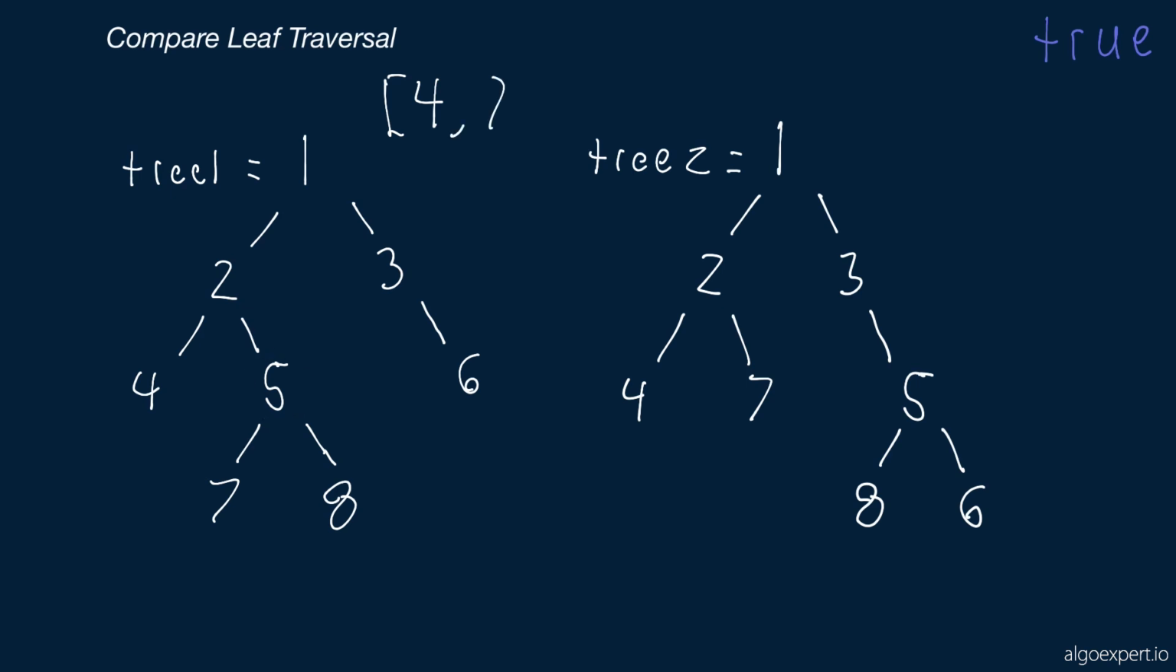We then come back here, we go to the right. We see this is a leaf node, and so we add 8. Then from 8, we go back to 5. Well, 5 is done. From 5, we go back to 2. 2 is done. From 2, we go back to 1.